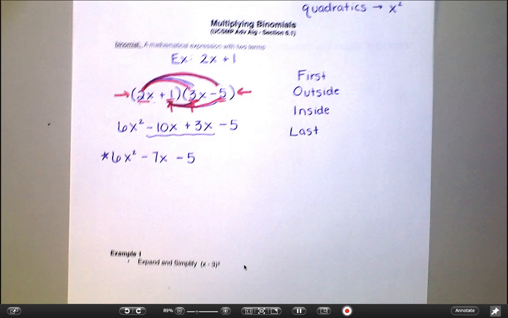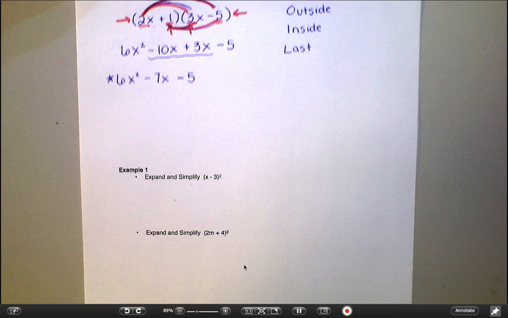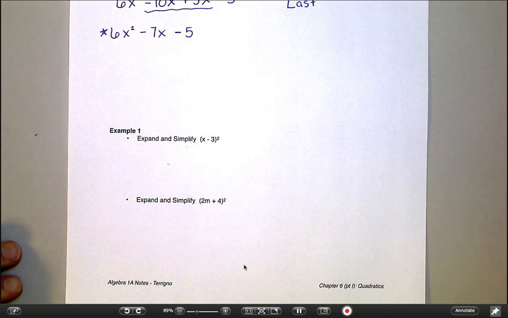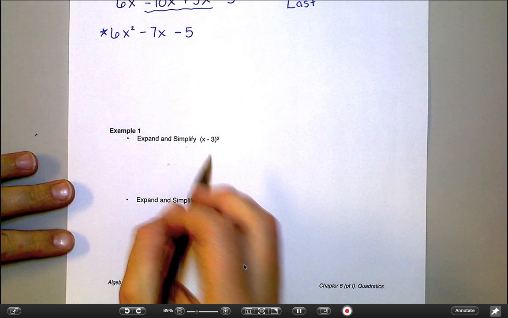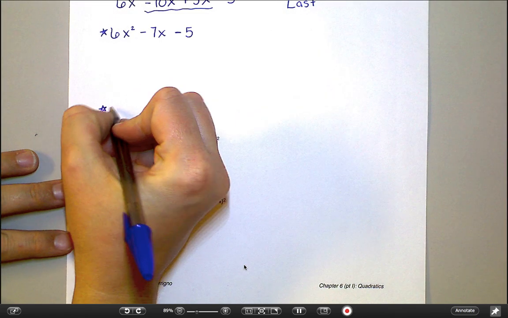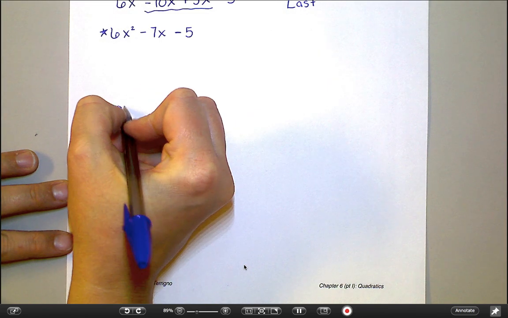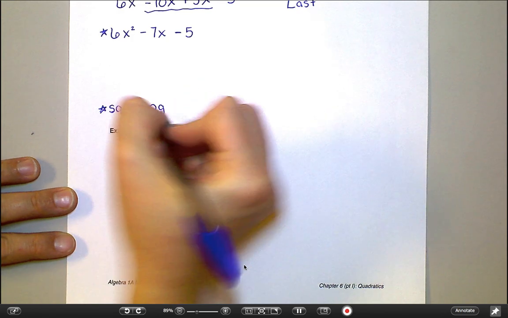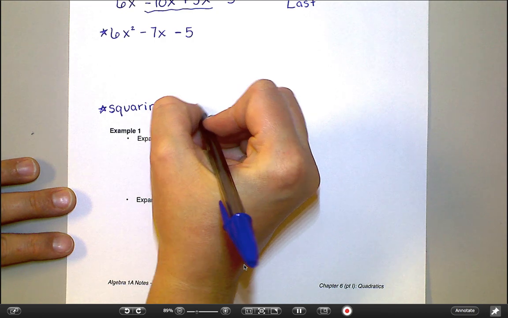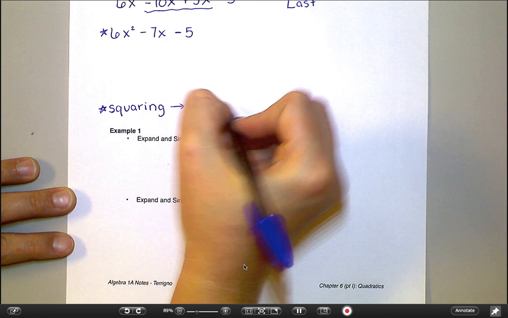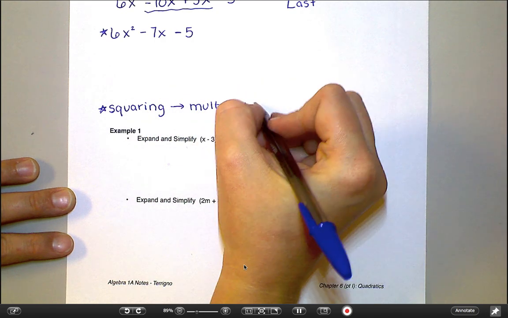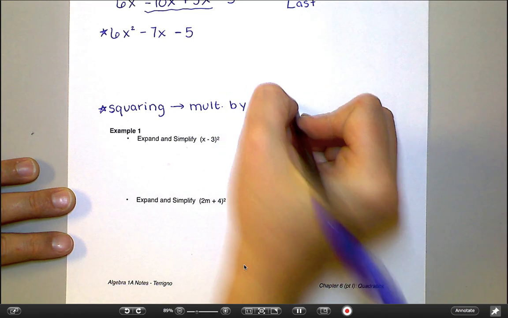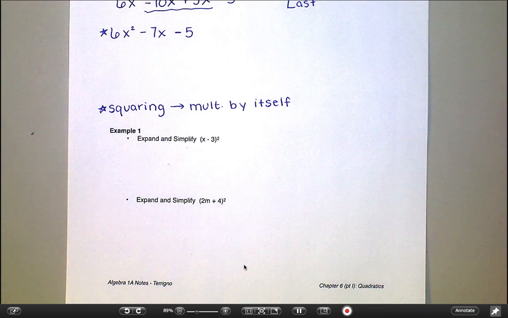Okay, now one more thing I'm going to throw at you here is today not only are we going to be multiplying these things, but we're going to be squaring them as well. Okay? And so what I want to remind you of is that when I say I'm going to square something, what I really mean is that I'm going to multiply by itself. When I say I'm going to square 5, that means I'm doing 5 times 5. If I'm going to square x, I'm doing x times x.